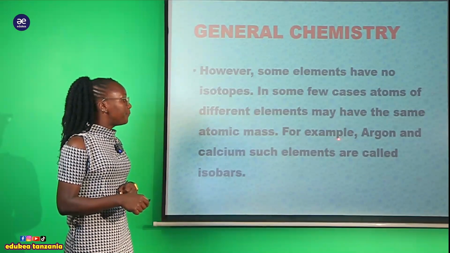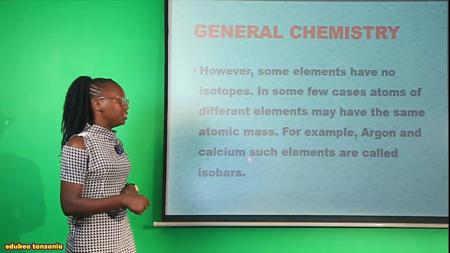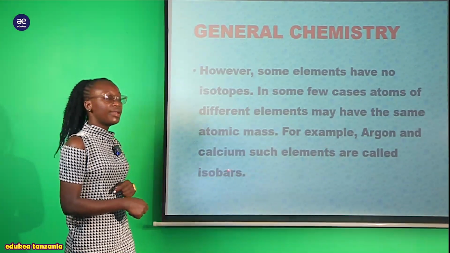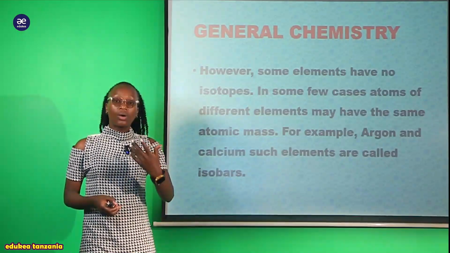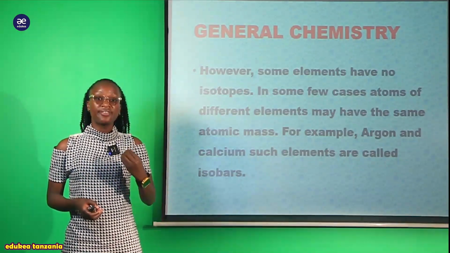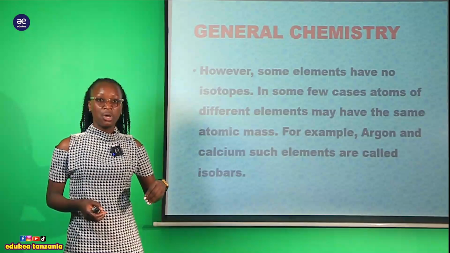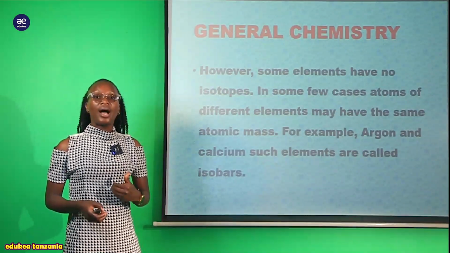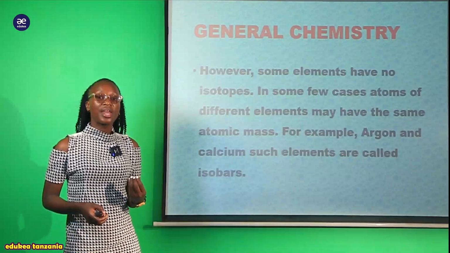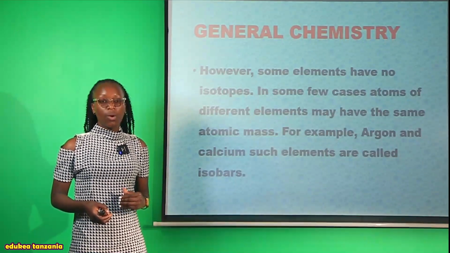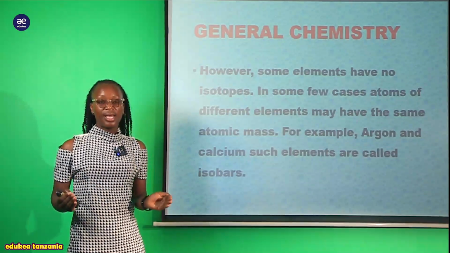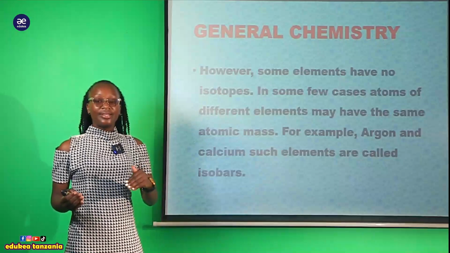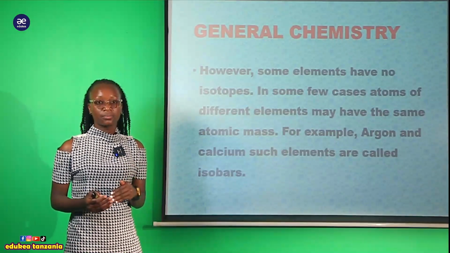So a good example is argon and calcium. Such elements are called isobars. So according to those experiments that were being done based on the early assumption, they came up with the concept of isotope, but also according to those proofs they came up with the concept of isobar, that different elements tend to have the same mass.